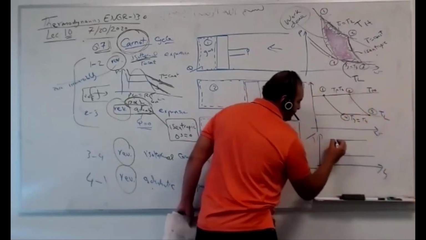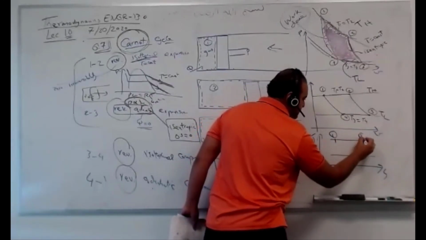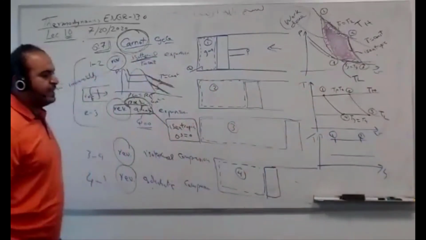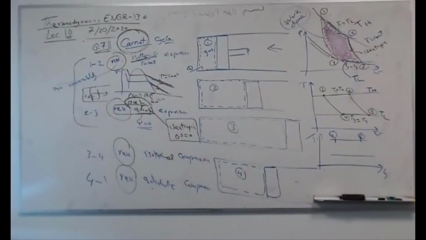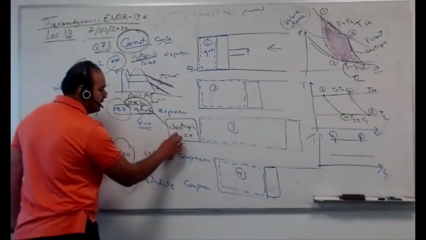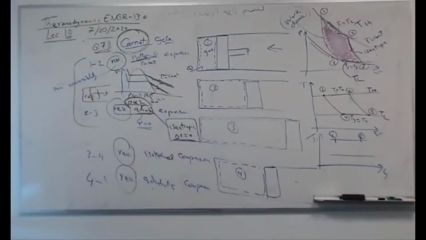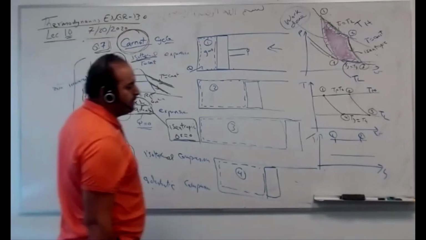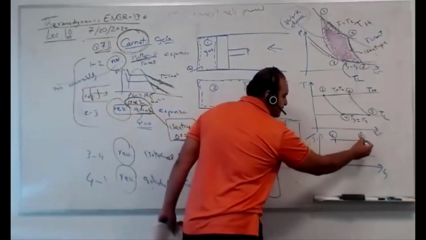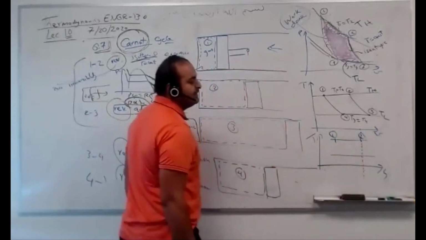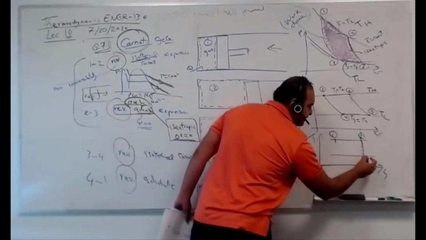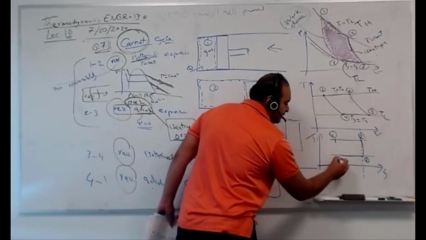it will be like this: 1 to 2, isothermal. 2 to 3, guys, how can I go from 2 to 3? Isentropic. Delta S is 0. There is no change in entropy. Can somebody tell me where the constant entropy line from 2 to 3 is? I want the x-axis to be constant. You need to move what? Vertically. So of course 3 is here, 4 is here.